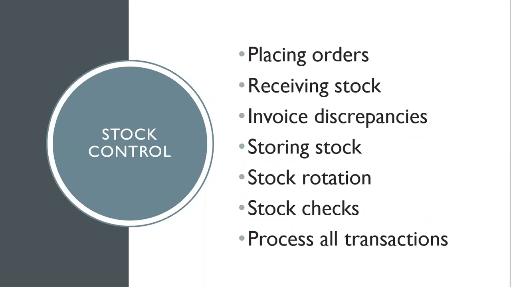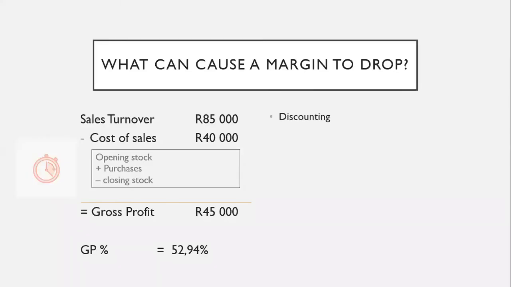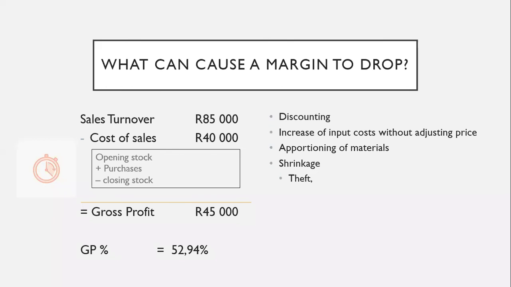Okay, I think I'm going to end there because the time is at 7:20, so I don't want to go over the time. The other stuff that I just wanted to mention quickly is the reasons why your margin can drop. The main reason is if you discount. If you discount, it means your sales turnover goes down, but your cost of sales stays the same.